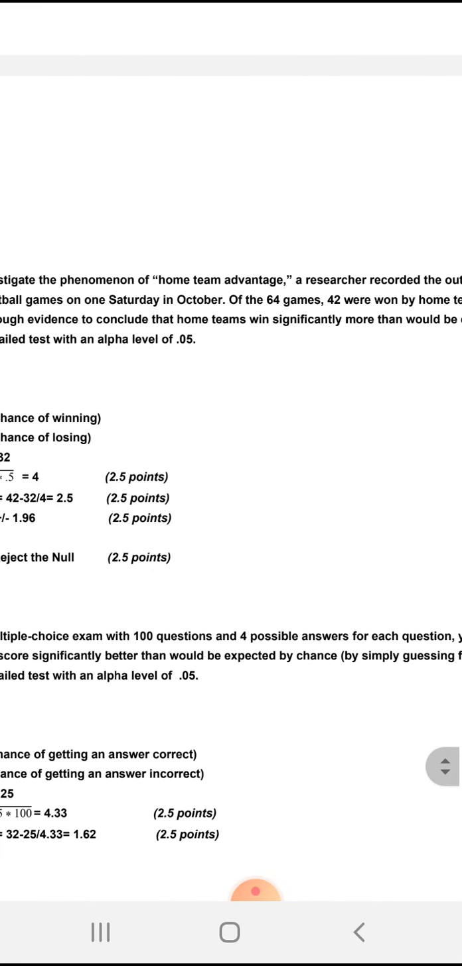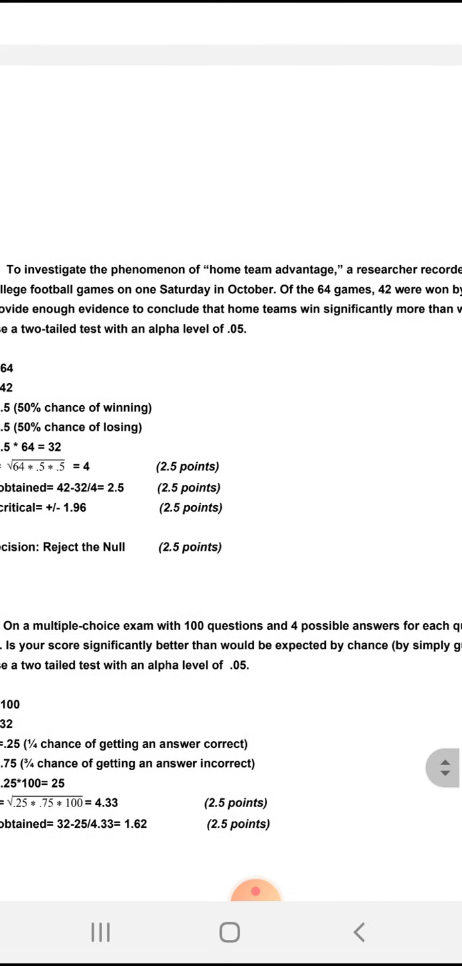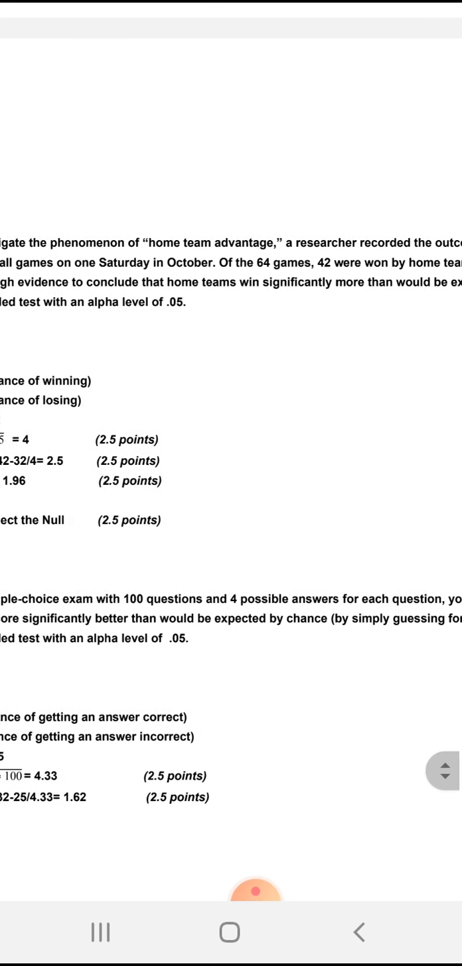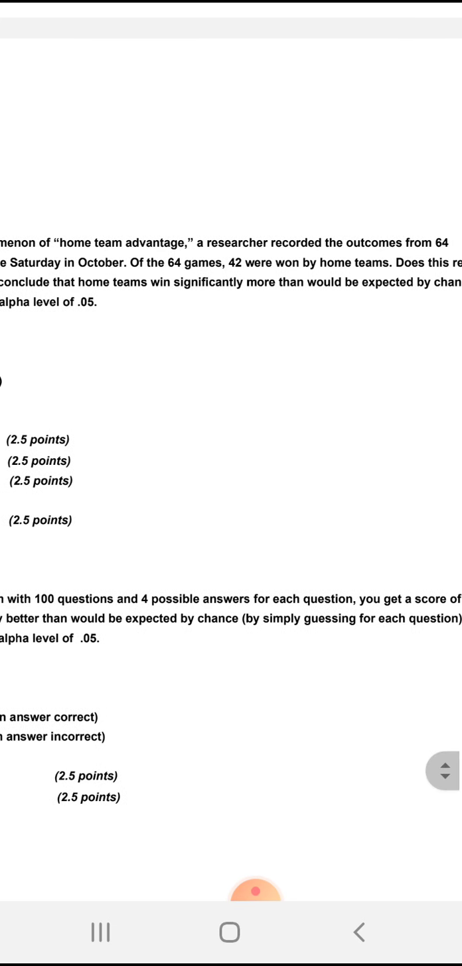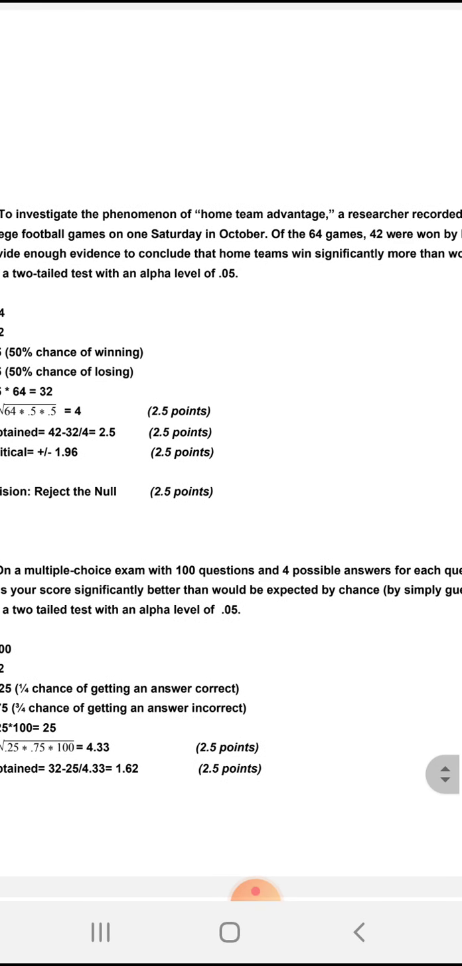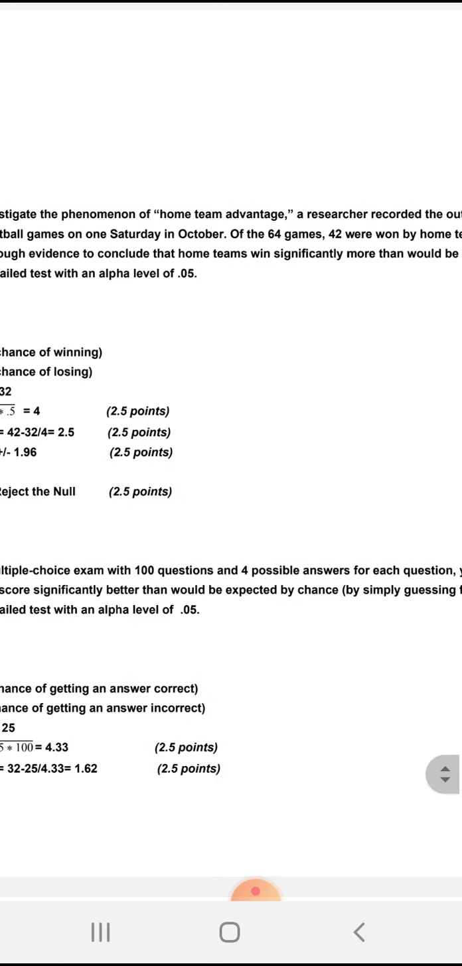So now let's go on to do these questions. These are very similar questions that will be on the exam. To investigate the phenomenon of home team advantage, a researcher recorded the outcomes from 64 college football games on one Saturday in October. Of the 64 games, 42 were won by home teams. Does this result provide enough evidence to conclude that home teams win significantly more than would be expected by chance?